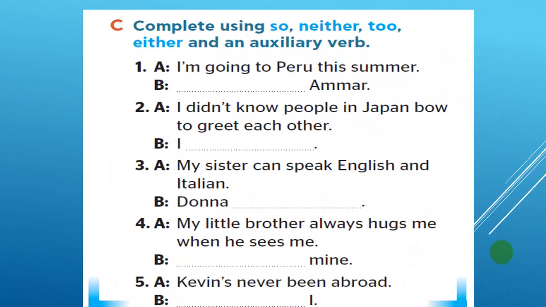Here we are. I want you now to pause the video and complete using so, neither, too, or either, and the auxiliary verb. Okay, pause the video and do it in your notebook, until you get your book. Okay, come back again. Let us see.